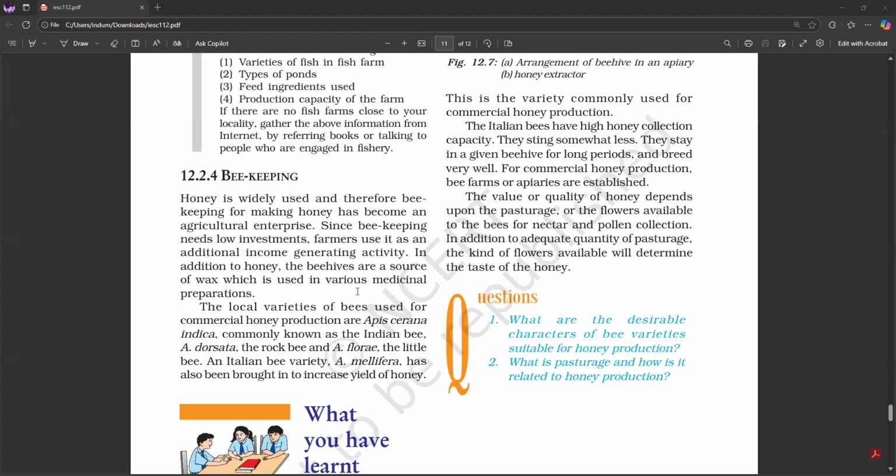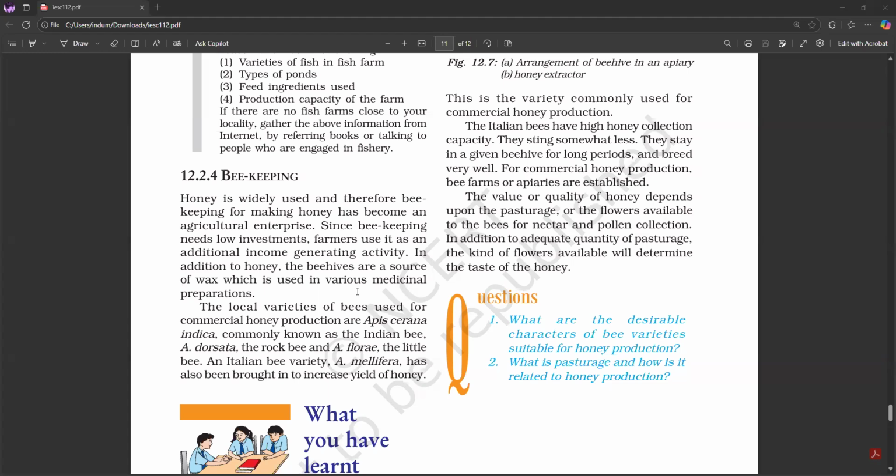In addition to honey, the beehives are a source of wax which is used in various medicinal preparations. The local varieties of bees used for commercial honey production are Apis cerana indica, commonly known as the Indian bee, Apis dorsata, the rock bee, and Apis florea, the little bee.